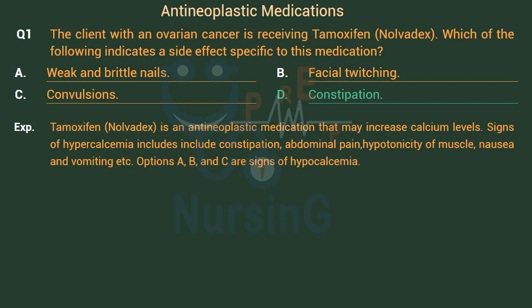Constipation. Tamoxifen, Nolvadex, is an antineoplastic medication that may increase calcium levels. Signs of hypercalcemia include constipation, abdominal pain, hypotonicity of muscle, nausea and vomiting, etc. Options A, B, and C are signs of hypocalcemia.